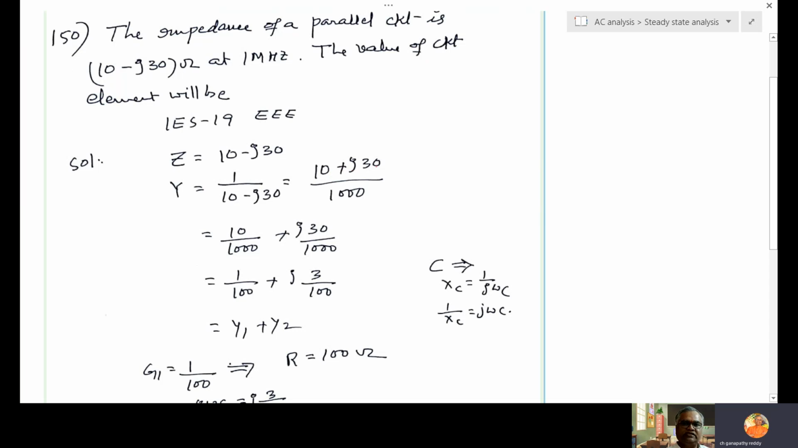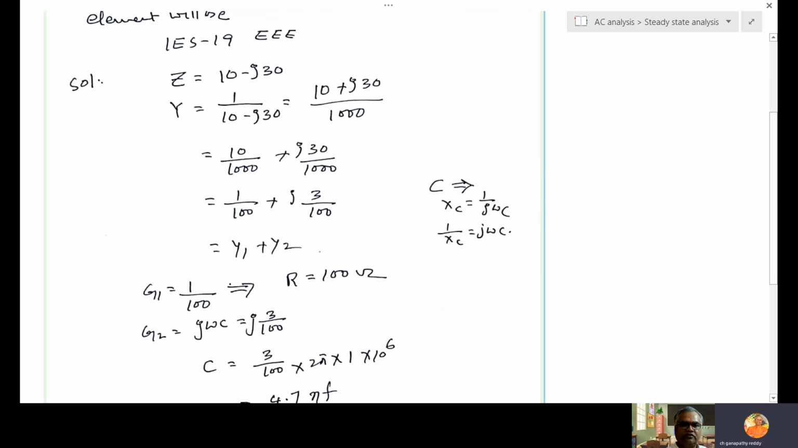So that is 10 plus j30 by this one multiplied, you will get 1000. Separate real and imaginary parts. So this real is Y1, this is Y2. So Y1 is 1 by 100. That is G1. So G1 is 1 by 100. Resistance will be the reciprocal, which is 100.